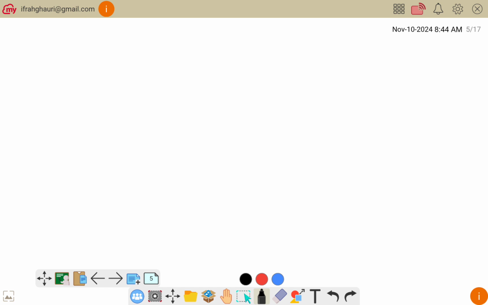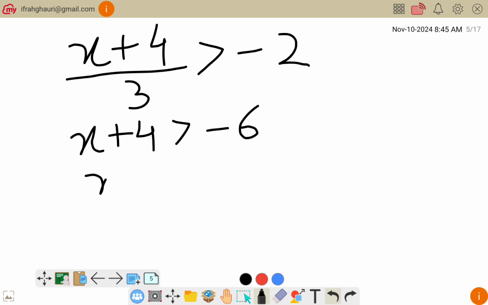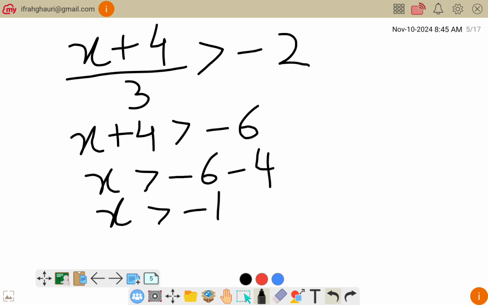Okay, let's have a look at another example. X plus 4 over 3 is greater than minus 2. Okay, so we will solve it just like the equation. So we will do cross multiplication. 3 times minus 2 is minus 6. So x is greater than minus 6 minus 4. And x is greater than minus 10.